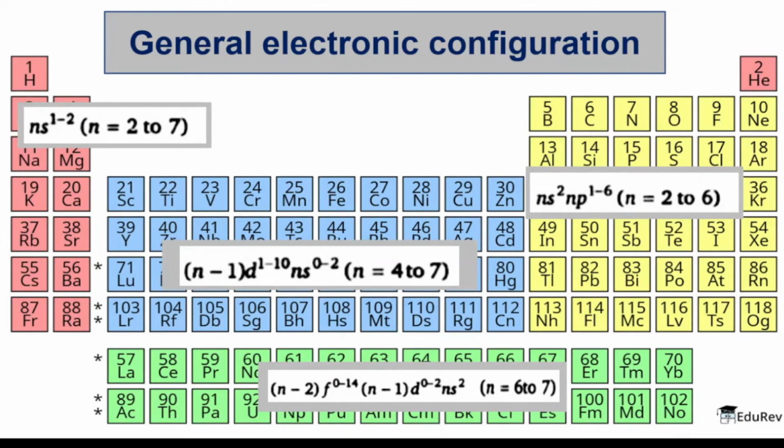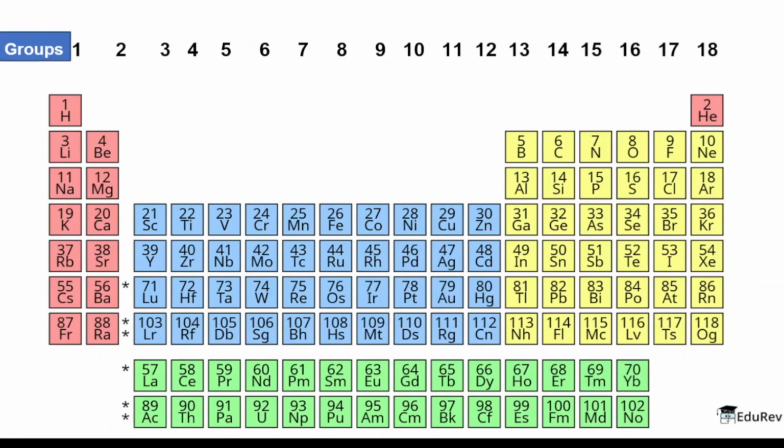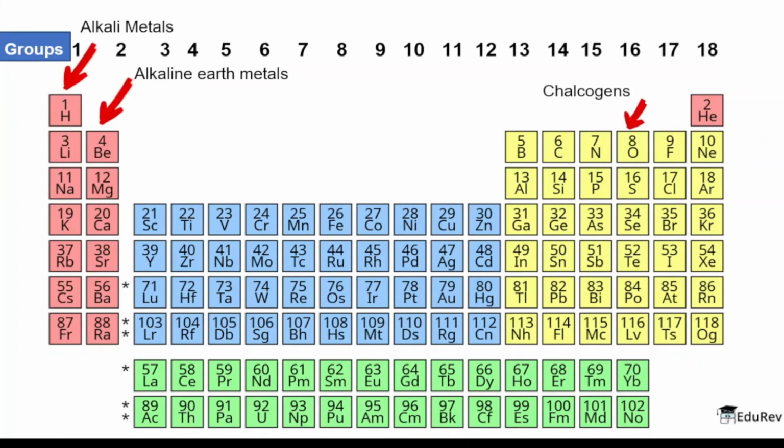Now that we know what are periods, blocks and series, let's try to understand a little more. So the periodic table, as you all know, has 18 groups. The first group is called the alkali metals. The second group is called the alkaline earth metals. The 16th group is called chalcogens. The 17th group is called halogens. And the 18th group is called the inert gases.